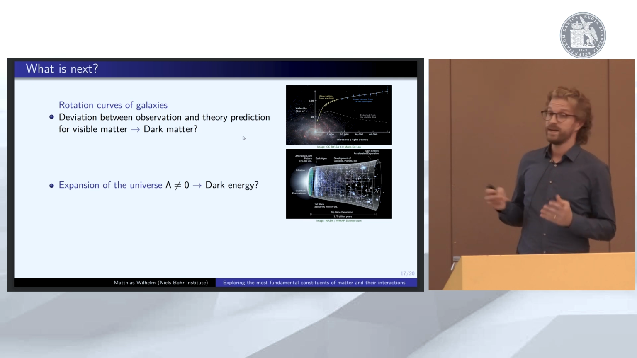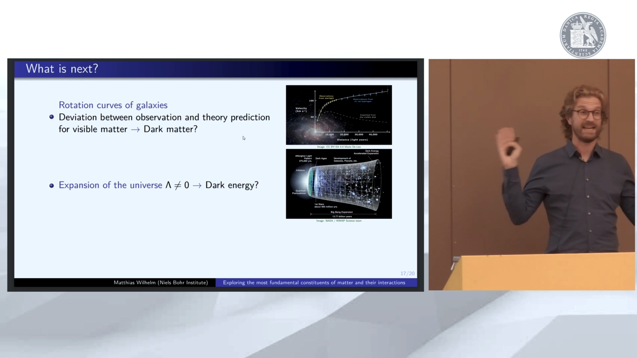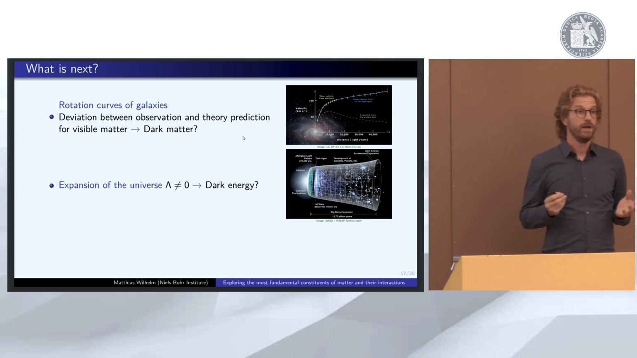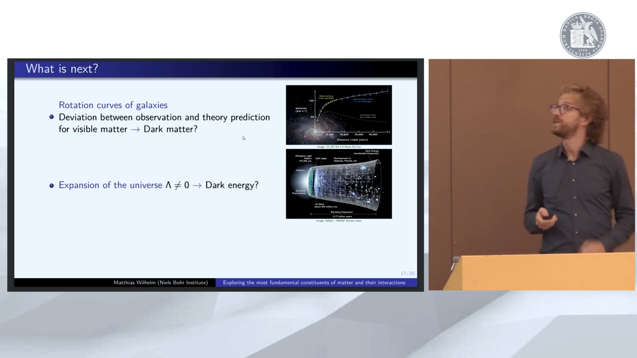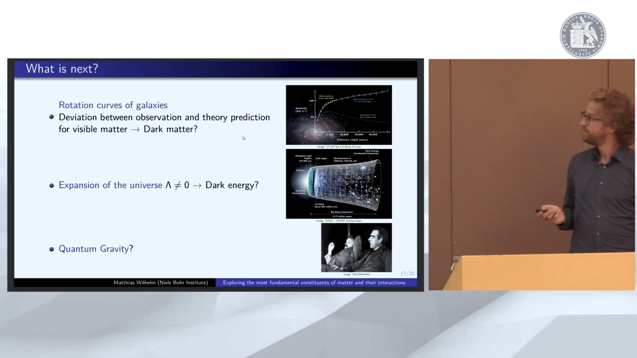Similarly, if we look at the expansion of our whole universe, we find that this one is actually accelerating. To explain this with general relativity, we need a new form of energy called dark energy, and we have no idea what that should be about. Finally, we also don't have a theory of quantum gravity yet, a theory that would combine the theory of general relativity with quantum mechanics. But several candidates for such a theory propose new particles too.